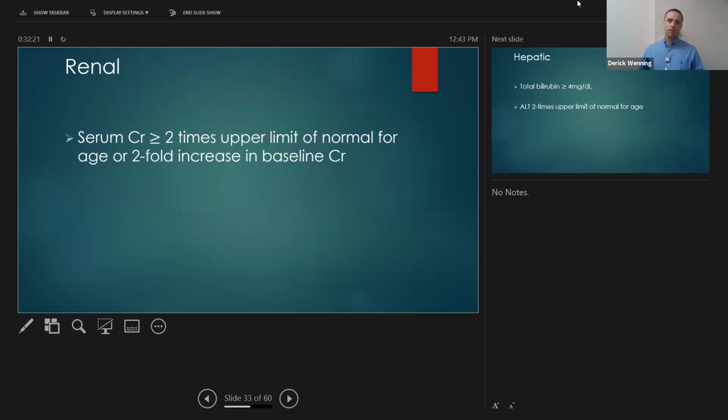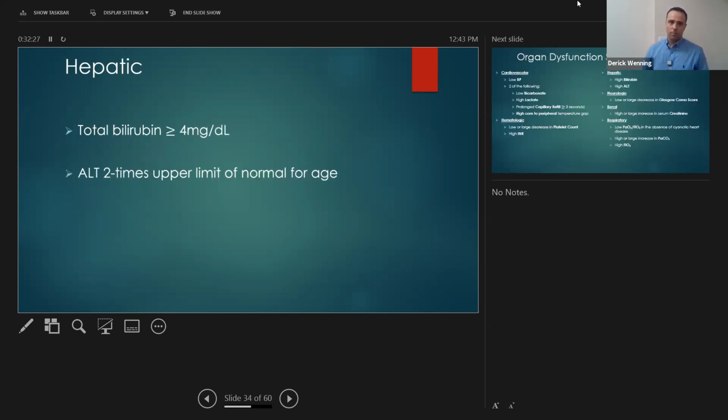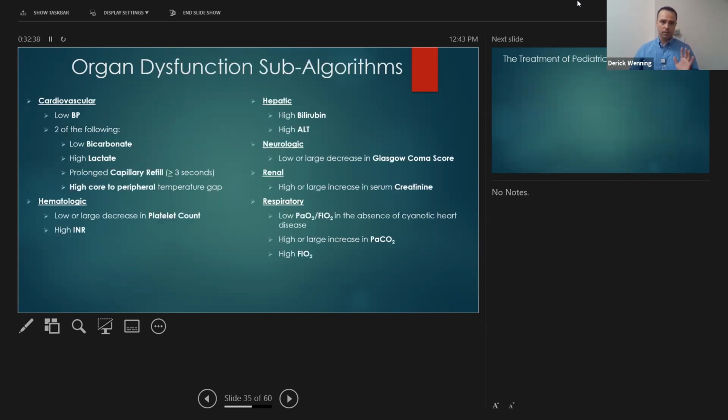Renal dysfunction, creatinine greater than or equal to 2 times upper limit of normal, or a 2-fold increase from baseline if you know it. Hepatic dysfunction is a bilirubin greater than 4, or an ALT that's 2 times the upper limit of normal for age. Obviously, they change based on how old they are. And this is basically the summary of that.